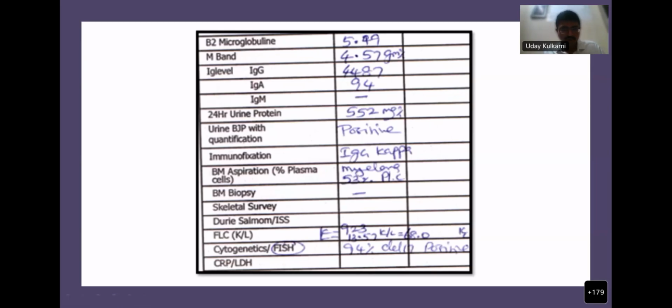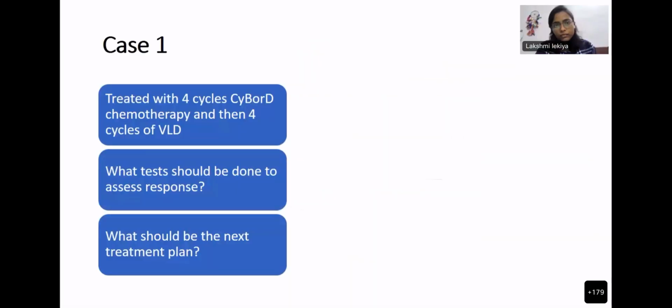So anybody wants to take that question? Where in the risk stratification would this patient fall? High risk. Yeah, so the deletion 17p was high risk. So we treated this patient with 4 cycles of cyclophosphamide, bortezomib, dexamethasone chemotherapy, and then again 4 cycles of bortezomib, lenalidomide, dexamethasone, because the M band response was not optimal.